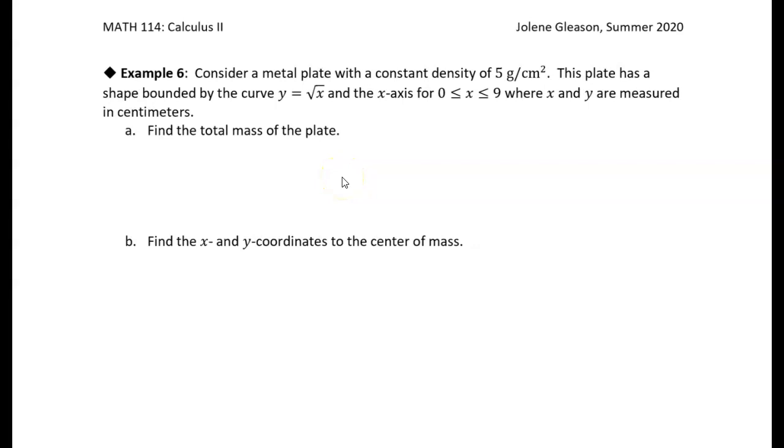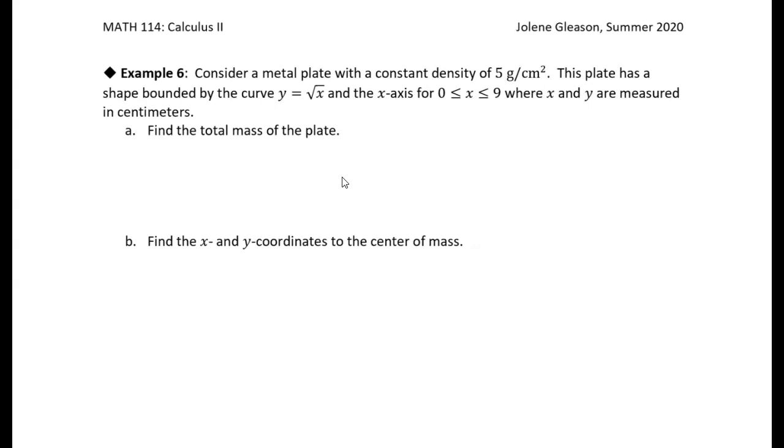All right, so here we go. We're just going to dive right into an example of finding the center of mass of, in this case, a metal plate. All right, and then we'll go back and think about it at the end and sort of generalize.